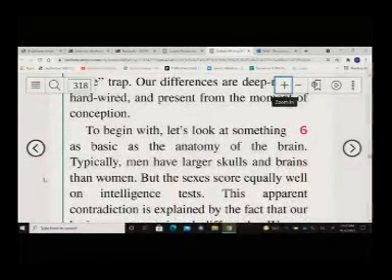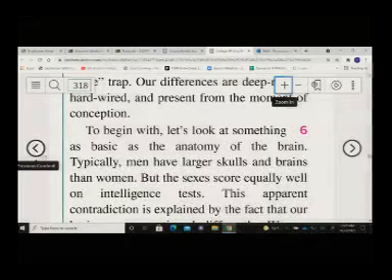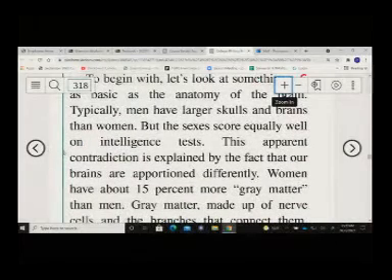To begin with, let's look at something as basic as the anatomy of the brain. Typically, men have larger skulls and brains than women. Don't get too excited, guys. But the sexes score equally well on intelligence tests. This apparent contradiction is explained by the fact that our brains are apportioned differently.